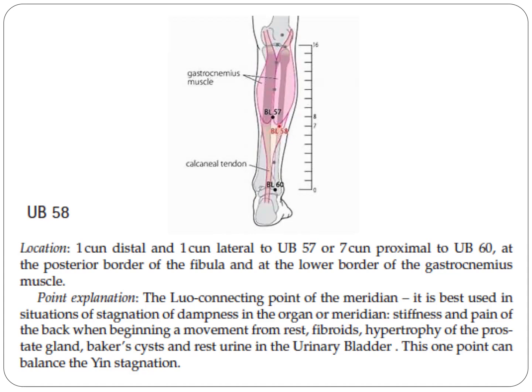dampness in the organs or meridians, stiffness and pain of the back when beginning a movement from rest, fibroids, hypertrophy of the prostate gland, Baker's cyst, and residual urine in the urinary bladder. This one point can balance the yin stagnation, UB58. Okay?